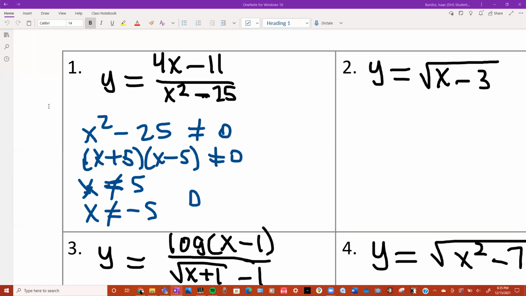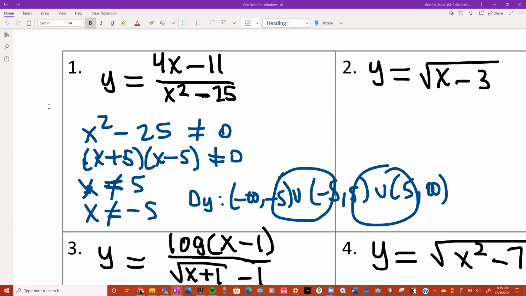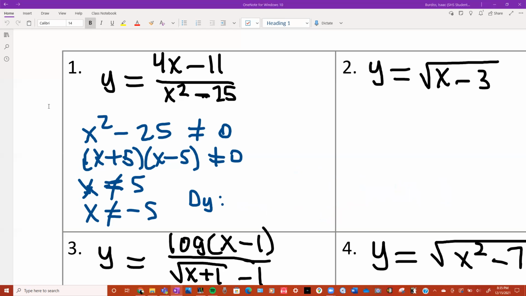So the domain of y is negative infinity to negative 5, and so on. It's going to be kind of hard to write, so I'll have to go on to a different line. I'll write it into this other box and then erase it. But that's what it would be because we're excluding negative 5 and 5. And so, yeah, that's what it is, but I have to erase that because there wasn't enough room for it.